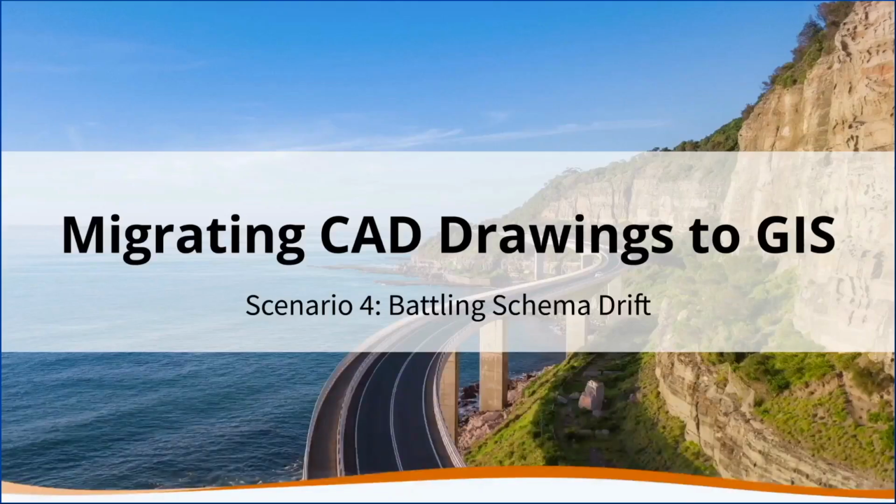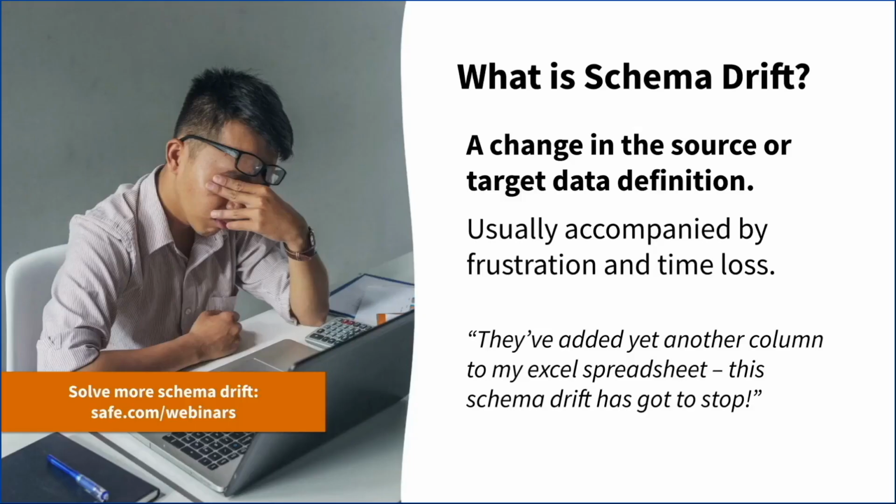Now we're going to take a brief detour into two battles with what we're calling schema drift within CAD drawings, and probably schema is a bit generous here. Schema drift in general refers to the issue that happens when there's a change in the source or target data definition, and then people have to manually deal with the mess. So someone has said to use schema drift in a sentence: they've added yet another column to my Excel spreadsheet. This schema drift madness has got to stop. That's the kind of thing that could cause heartache.